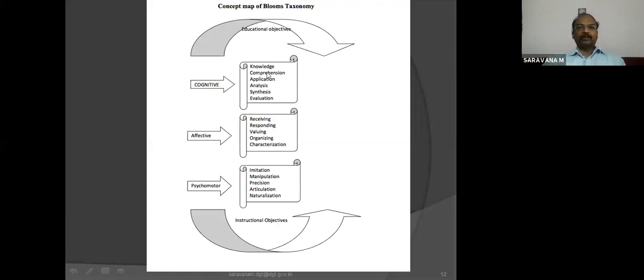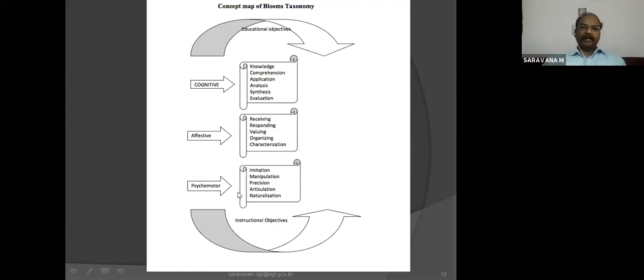So cognitive domain has 6 major components, and affective domain has 5 major components, and psychomotor domain has 5 major components. See, Bloom worked completely with this cognitive domain and partially with the affective domain, but he has not given his complete contribution to psychomotor domain.